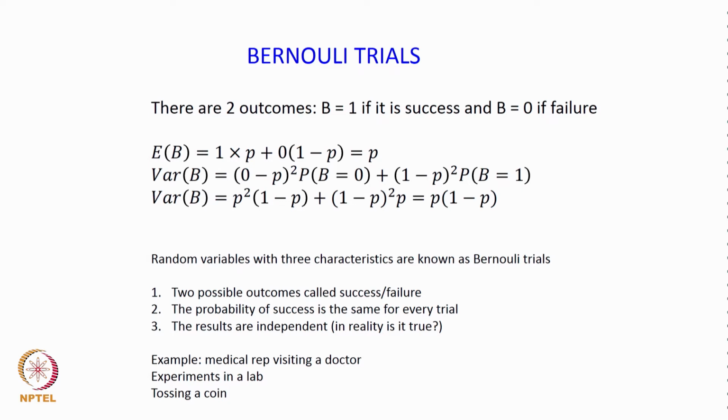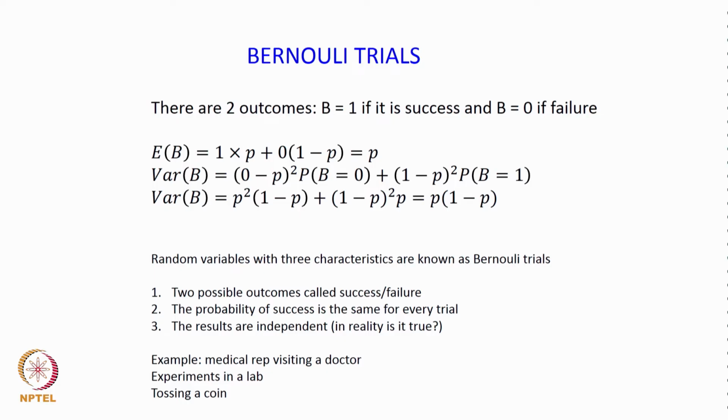The variance of B is (0 minus P) the whole square into the probability of B equal to 0, plus (1 minus P) the whole square into the probability of B equal to 1, which is P square into 1 minus P plus (1 minus P) the whole square into P, which is P into 1 minus P.